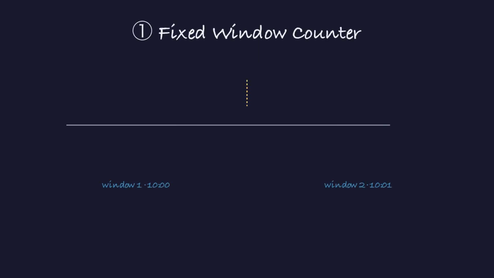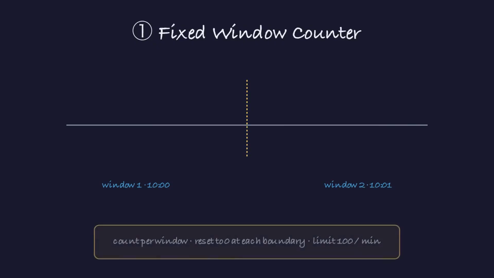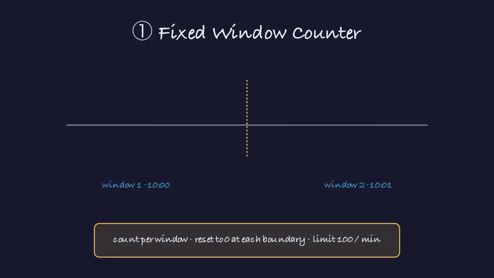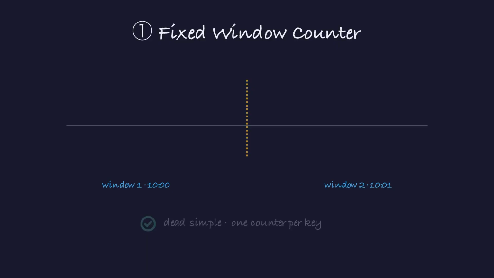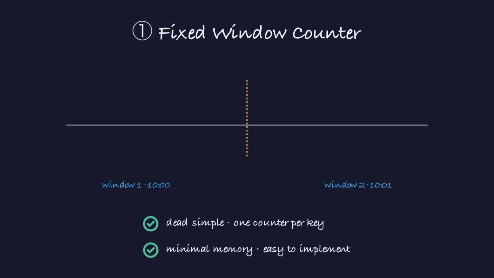The simplest algorithm, the fixed window counter. Divide time into fixed windows, say 1 minute. Count the requests in the current window. When the count hits the limit, reject everything until the window resets. Why is it appealing? It's dead simple. 1 counter per key, minimal memory, easy to implement.